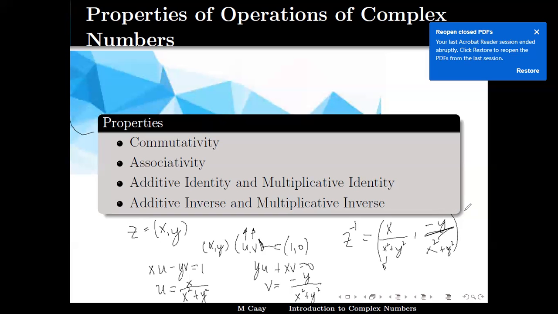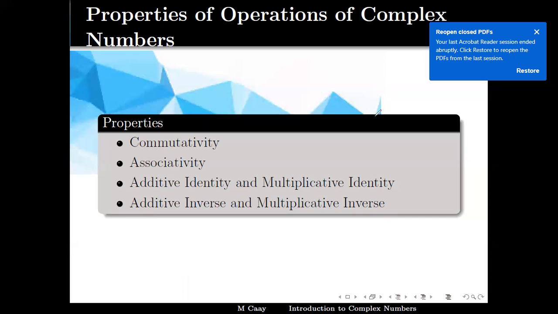I'm sorry, I'm just getting used to this drawing tablet here. If you have questions for verifying all of these, you can comment down in the comment section. Okay, so that's it. Now let's consider a bunch of examples.